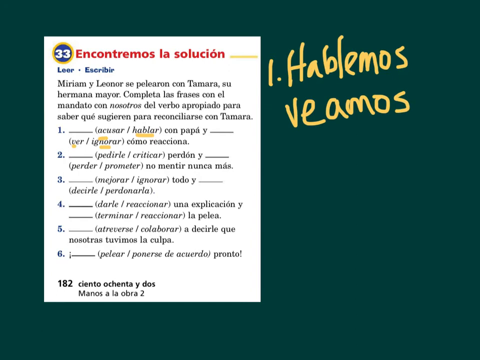Okay? One thing I forgot to mention on the previous slide is that our nosotros irregulars are the same as the ustedes irregulars. So, ir is vayamos, haber is hayamos, ser is seamos, saber is sepamos, vaya, haya, sea, sepa, dar is demos, and estar is estemos. Okay, pause the video, work through numbers 2 through 6, and then we will go over them together.